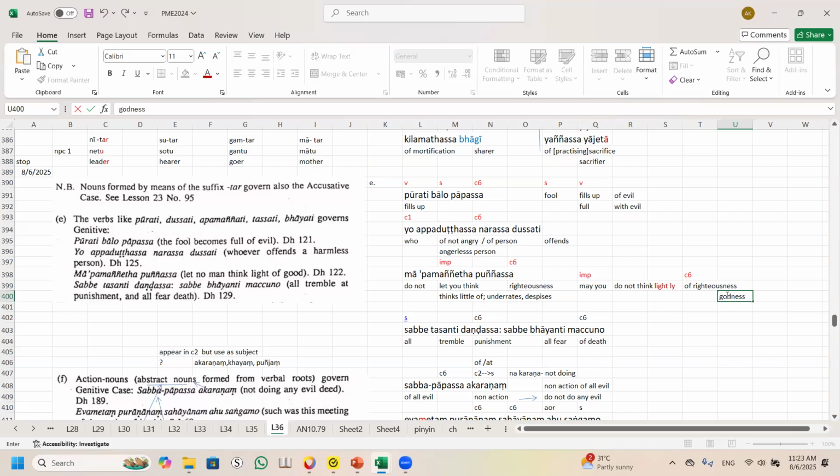Why is it goodness? Because when you do puja, you do dana, it's basically a good thing. The good things, that's why it's called punya. It's goodness. Sometimes it's translated as merit. So in this particular line, according to the syntax, we use the word righteous. That means if a person does not think highly, because I put lightly, if we don't think highly of righteousness.